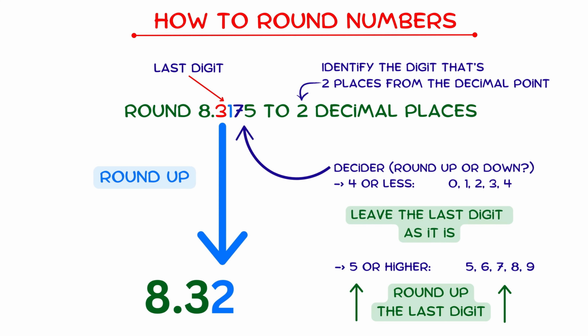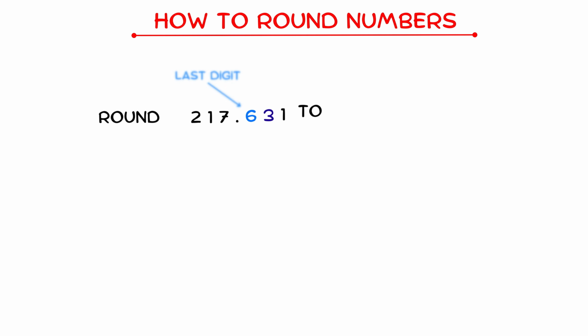In this next one, we're being asked to round 217.631 to 1 decimal place. Because we're rounding to 1 decimal place, our last digit will be the 6, because that's 1 place to the right of the decimal point, and so the 3 will be the decider.